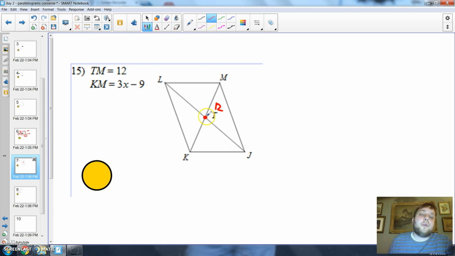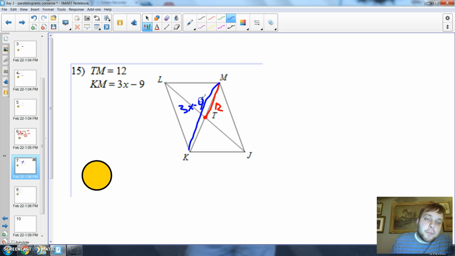Okay, so this is 12 from there to there. I'm going to do some different colors here. And KM, which is this distance, I'm going to put it right at the top just so we understand. So KM is 3x minus 9.